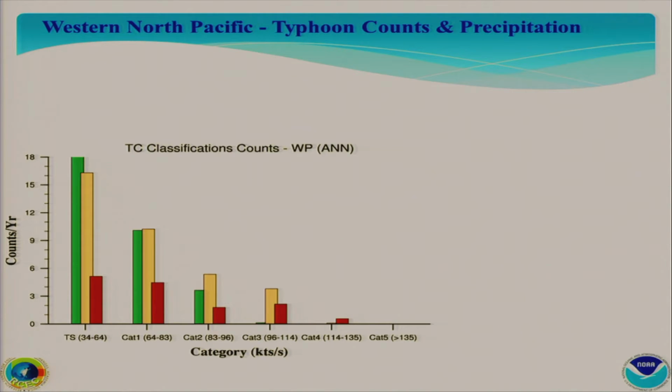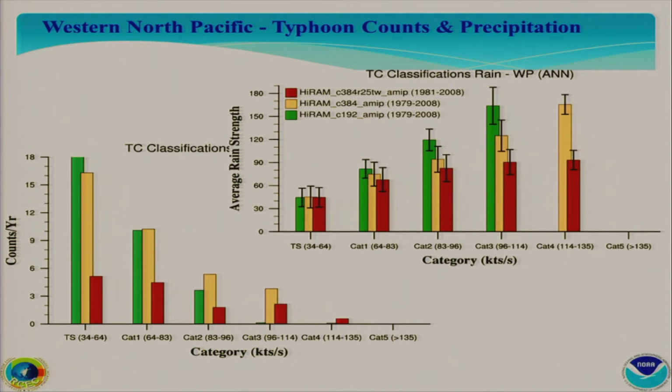If you look in more detail, separated into different categories, the red one is the variable resolution. In the Western Pacific, it's about 10 to 20 kilometers. And the yellow one is the 25 kilometer, quarter degree resolution, and half degree is green. You can see for tropical storms, the half degree does have too many tropical storms. And only a few Category 3 tropical storms.